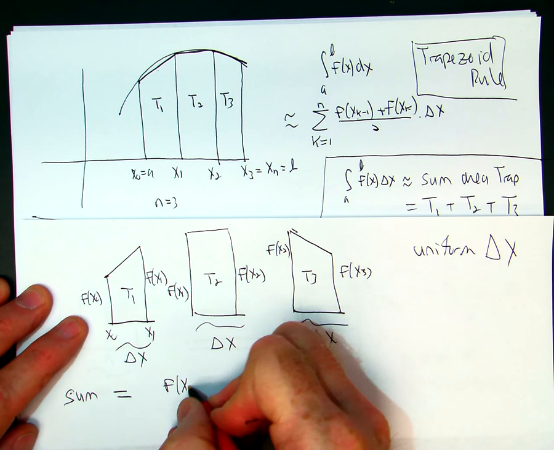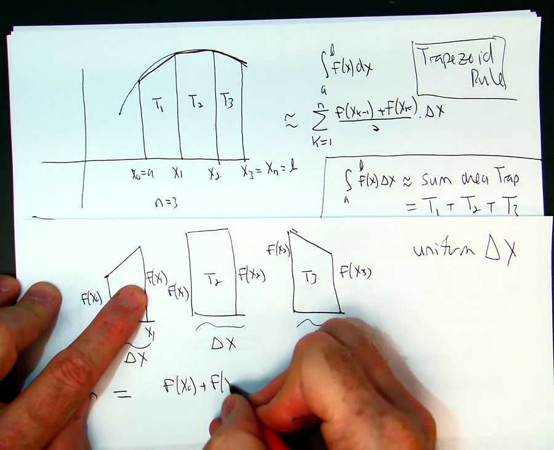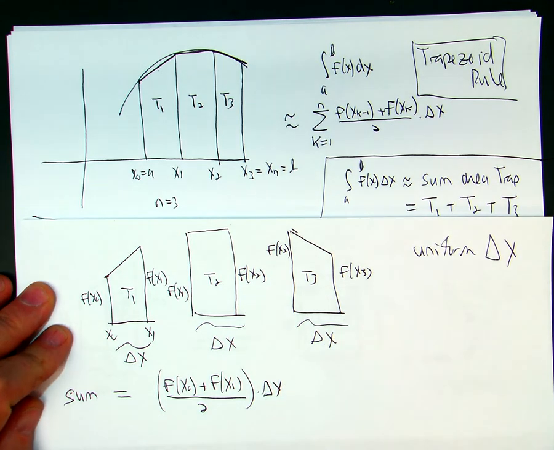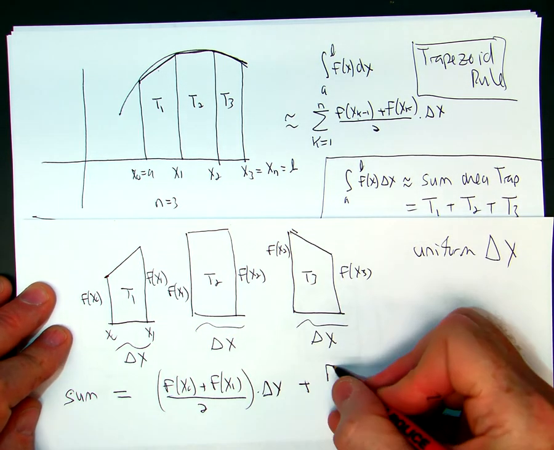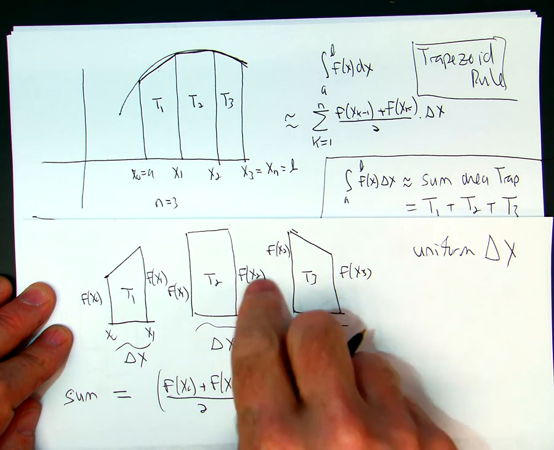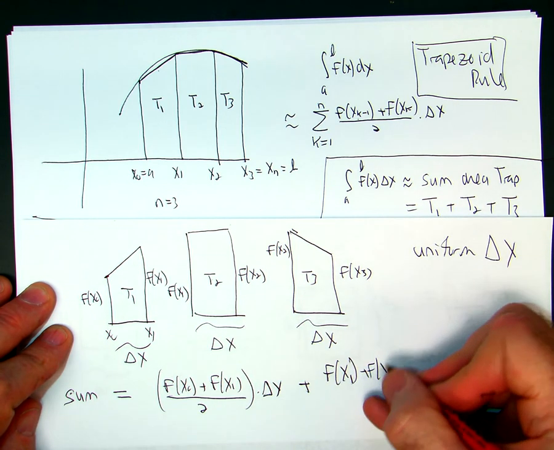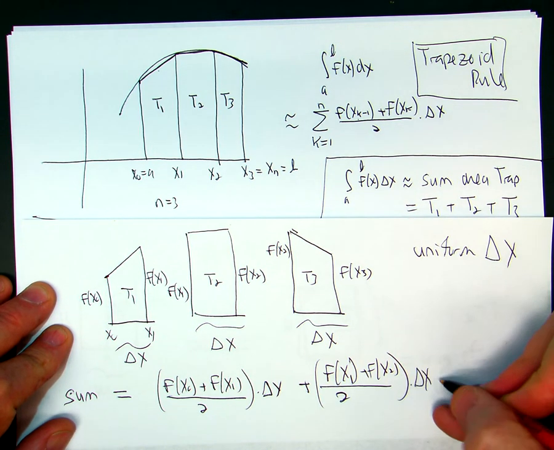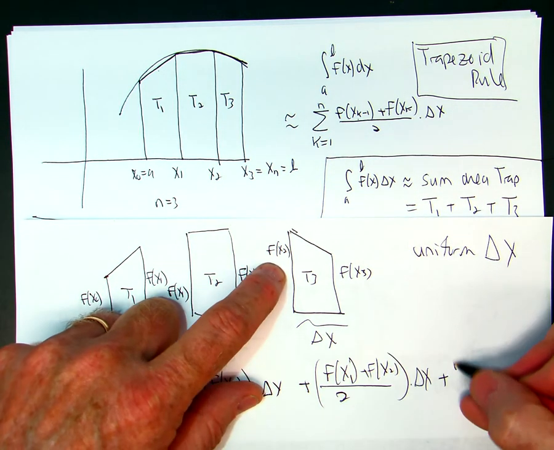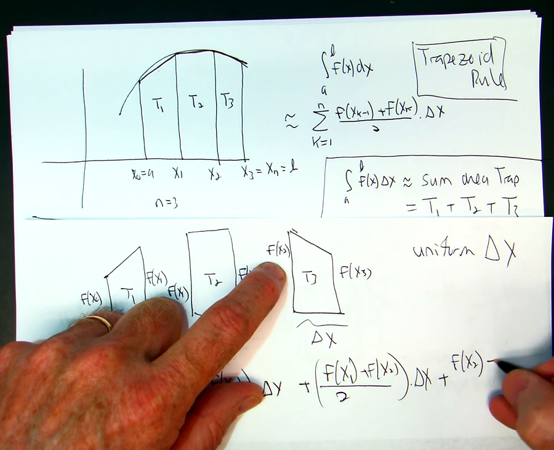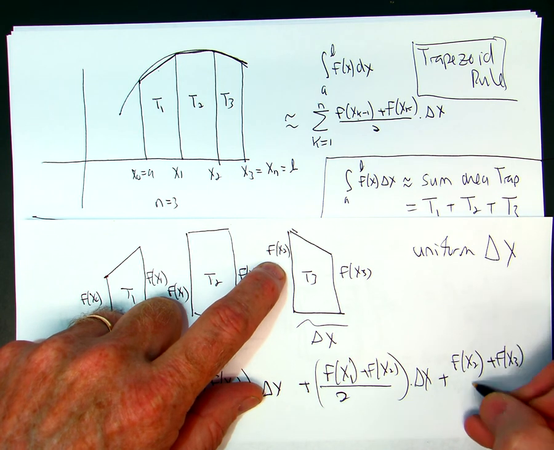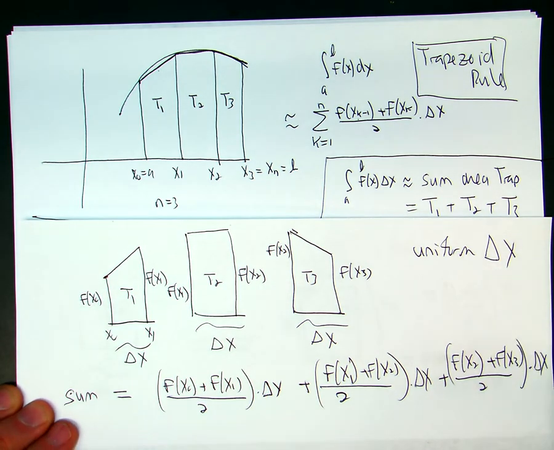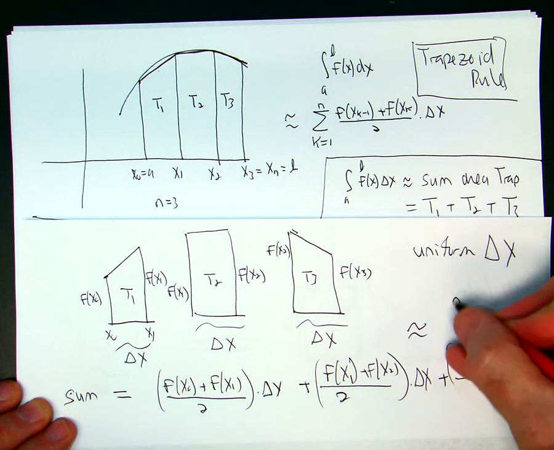And so I'm going to get the sum of the areas, height 1, height 2, divided by 2, times delta x, the width, over here. f of x1 plus f of x2 over 2 times delta x, and this one over here, f of x2 plus f of x3 over 2 times delta x. So what I'm saying is that this is going to be approximately this integral.